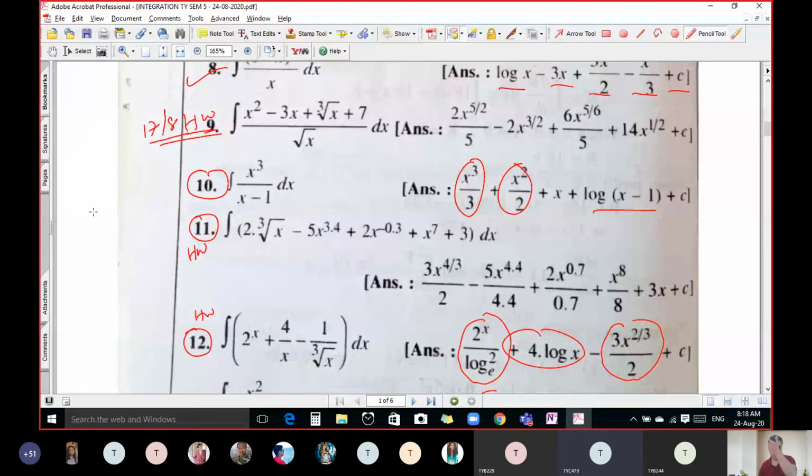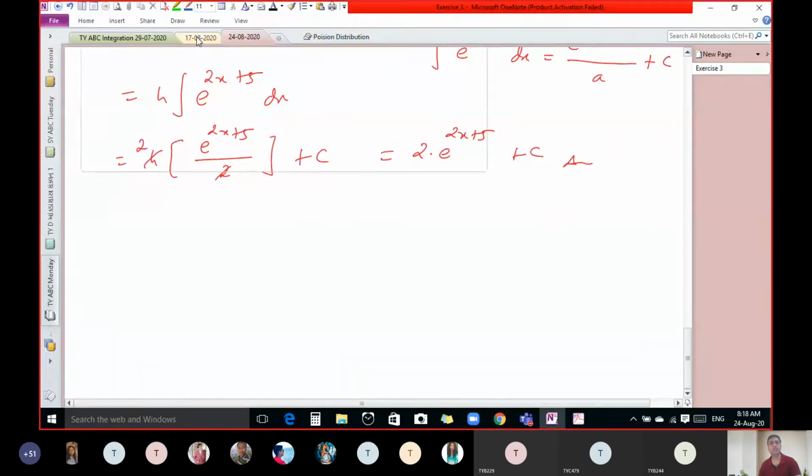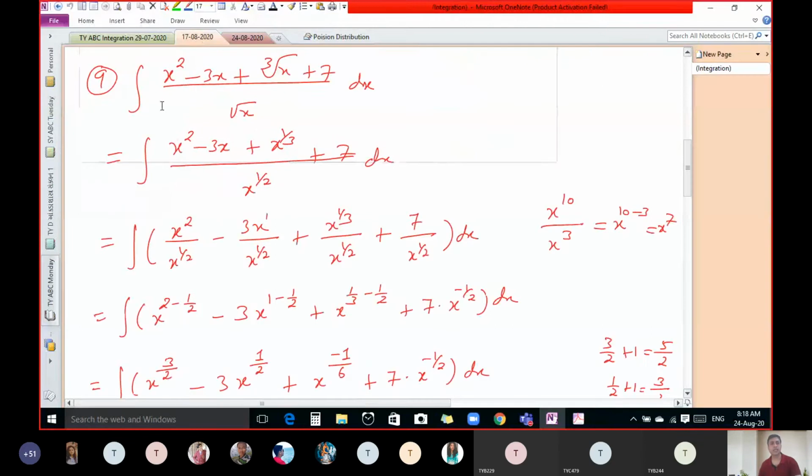Okay. See, in question number 9, what you require to do? Just divide each term by root x. Question number 9, see the question: integration of x square minus 3x plus cube root of x plus 7 upon root x.